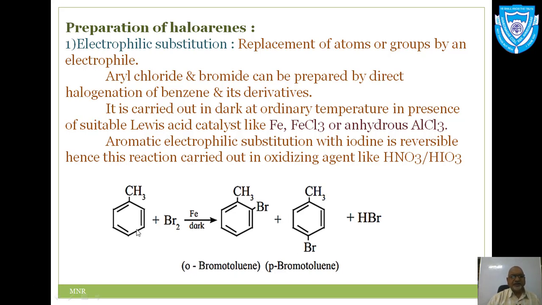So methyl benzene, when treated with bromine in the presence of Fe in the dark, gives you ortho-bromotoluene and para-bromotoluene plus a byproduct, that is HBr. Here you get a mixture of products, ortho as well as para, and as usual para will be in major quantity and ortho will be in minor quantity.